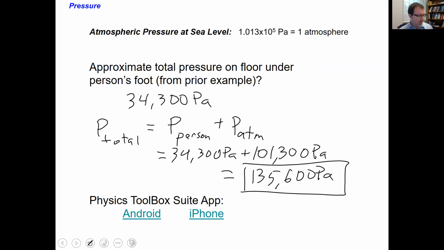Now, 101,300 is the pressure at sea level, but maybe you're not at sea level and maybe you'd like to know what the pressure is where you are. So there's this app called the Physics Toolbox Suite, which you can see those words down at the bottom of the screen there. This is available both on Android and iPhone. And one thing we can do with this, we can do a lot of things, but one of the things that we can do is use it as a barometer.